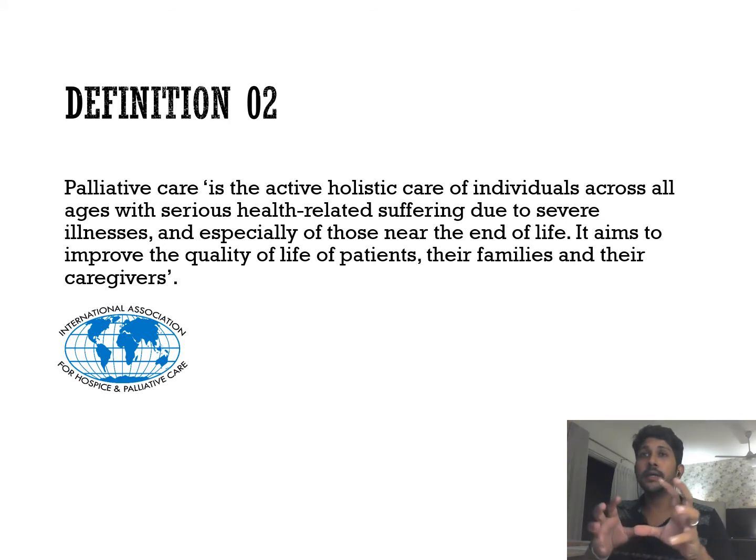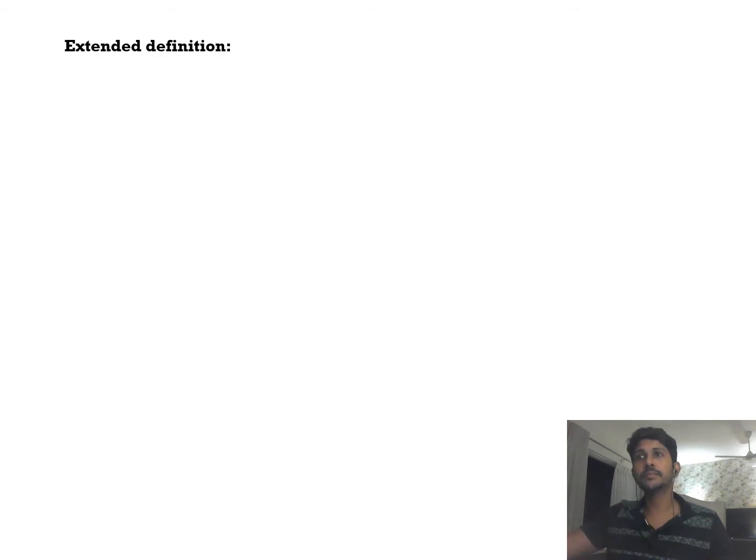So it also gives an emphasis on the age ranges, individuals across all ages. So life-limiting illnesses are not confined to the elderly population, but they also affect children. So yes, that is that definition.